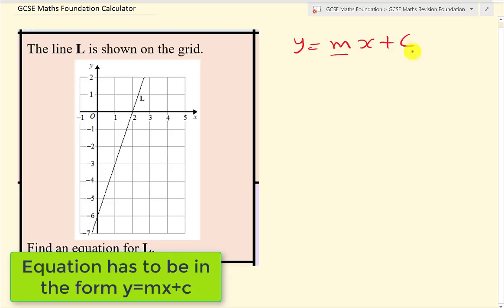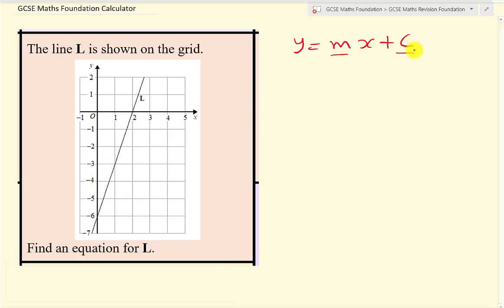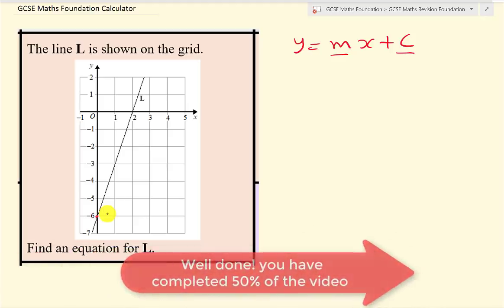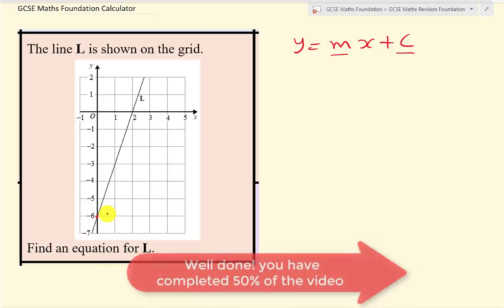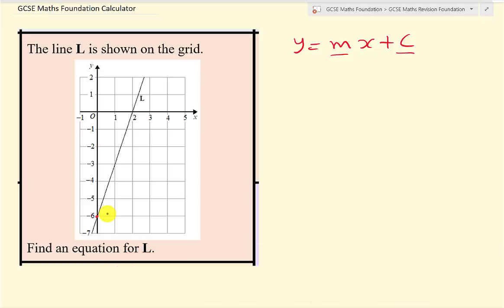So m is the gradient and c is the y-intercept. Now when you get a question like this, the y-intercept is always the easiest part to find. If you're not sure about the whole question, always try to find the y-intercept at least, and that will be worth about a mark. So at least you get a mark. Don't leave the question out. Try to attempt it. Next thing, you're going to find out what the gradient is. So let's find the gradient.